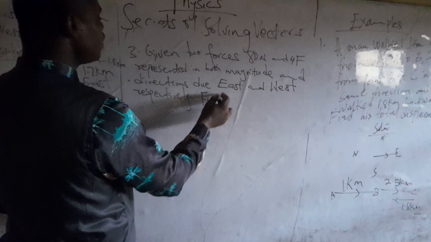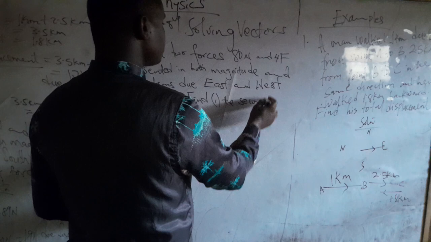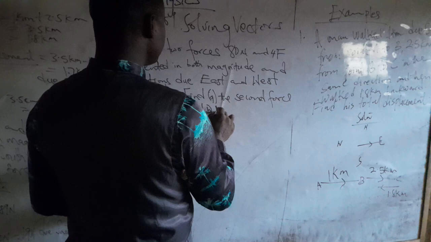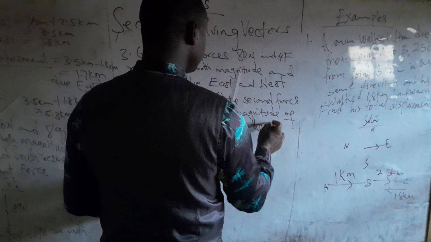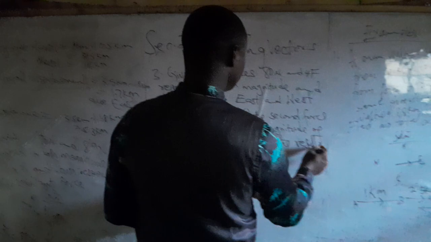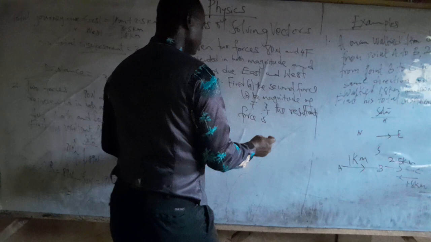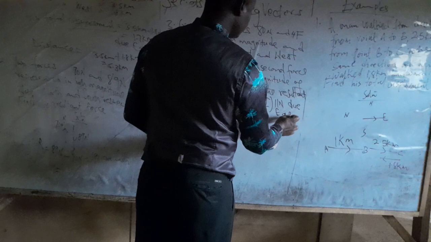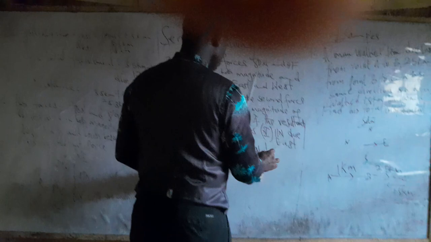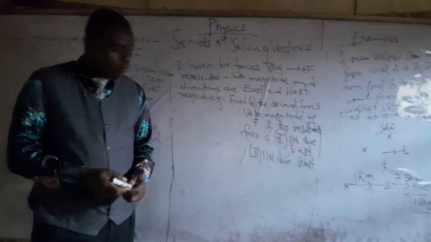Find the second force, that is, let's call it A, and B, the magnitude of F, if the resultant force is I, 11 Newton due east, and II, 11 Newton due west. You are given something like this to solve, there is no problem. All you need to do is what I'm about to do now.